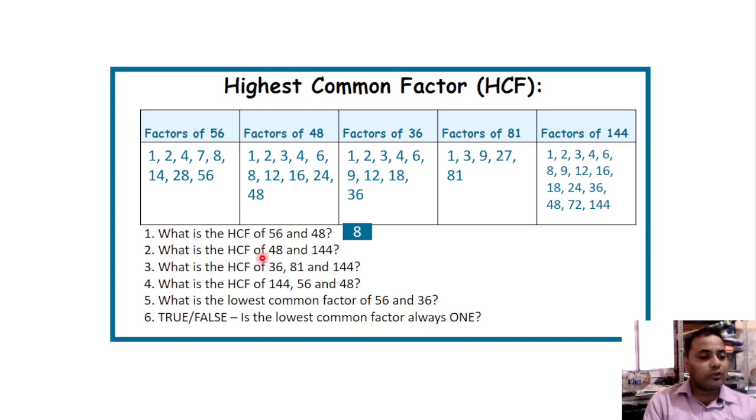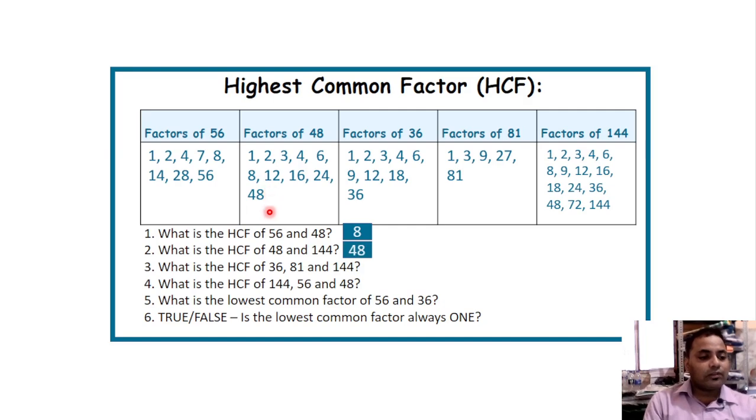What is the highest common factor of 48 and 144? So 48 and 144, here you can see 48 and 48 is common here, and above the 48 there is no other number here, so 48 is the common factor which is highest in 48 and 144. So 48 is the highest common factor of 48 and 144.